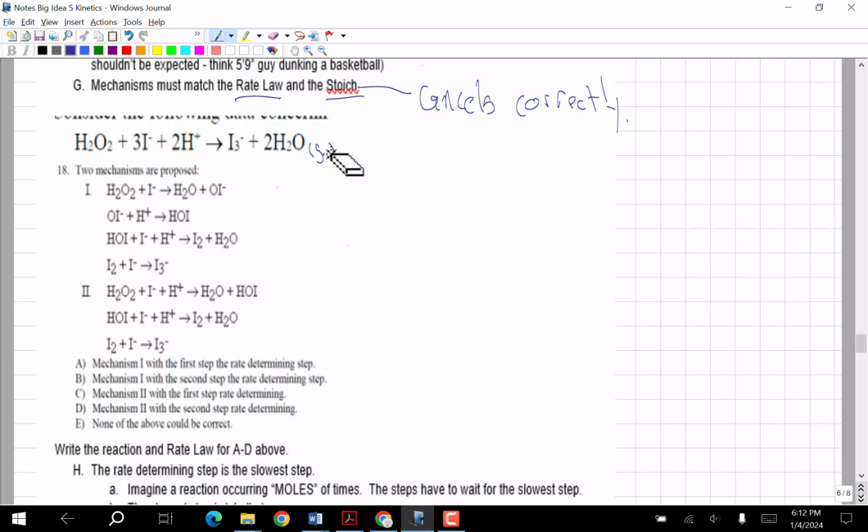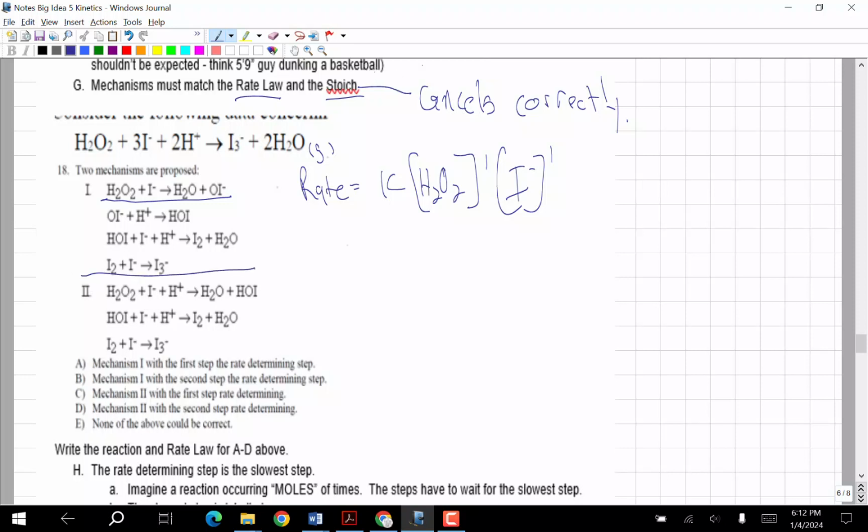Two mechanisms are proposed. Mechanism one with the first step as the rate determining step. What that means is my rate law equals k, and I'm looking at my reactants, H2O2 to the first, I negative to the first. And it has to be that. So that's what the rate law is going to be.